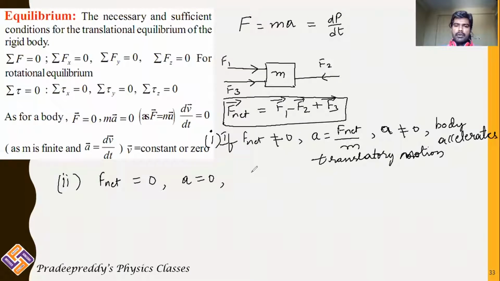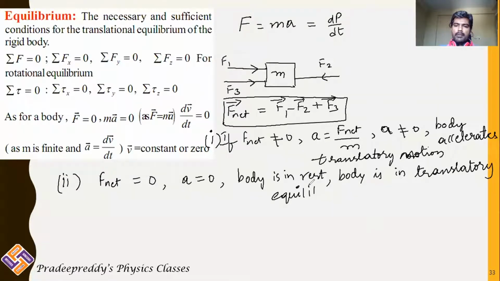If acceleration is 0, the body is at rest. We say the body is in translatory equilibrium. This is along the x-axis. Purely we are considering a body with forces applied along the x-axis, but it is not only along the x-axis, it may be in the y direction also.